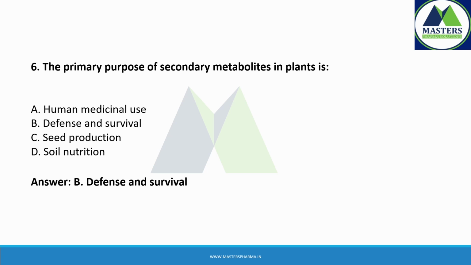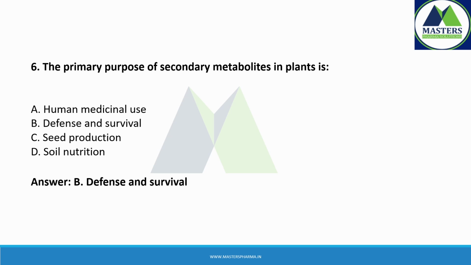Defense and survival. Secondary metabolites like alkaloids, tannins, flavonoids and terpenoids are produced by plants mainly for defense against herbivores, microbes and environmental stress, and to aid survival through pollinator attraction, UV protection and competition. So the correct option is option B. Now we see the other options.